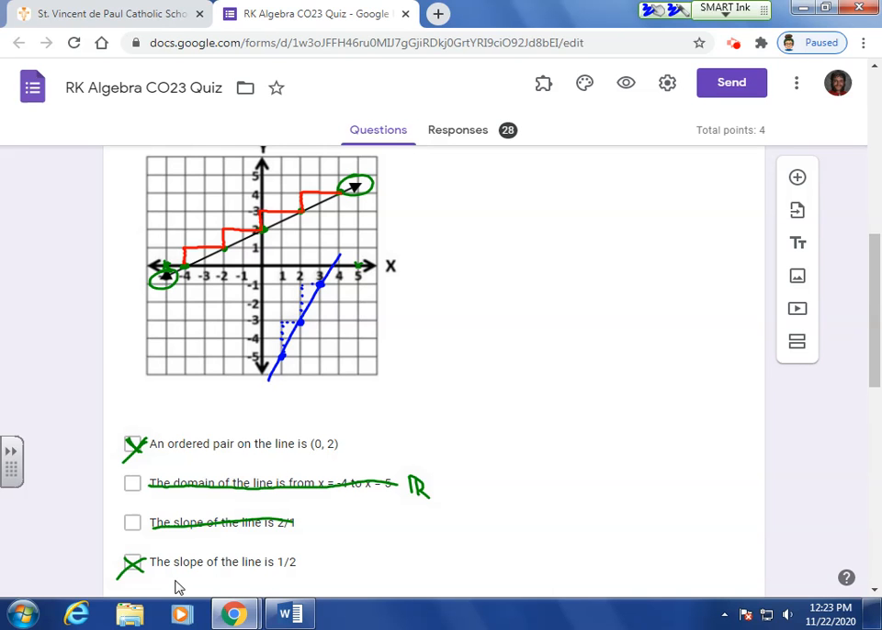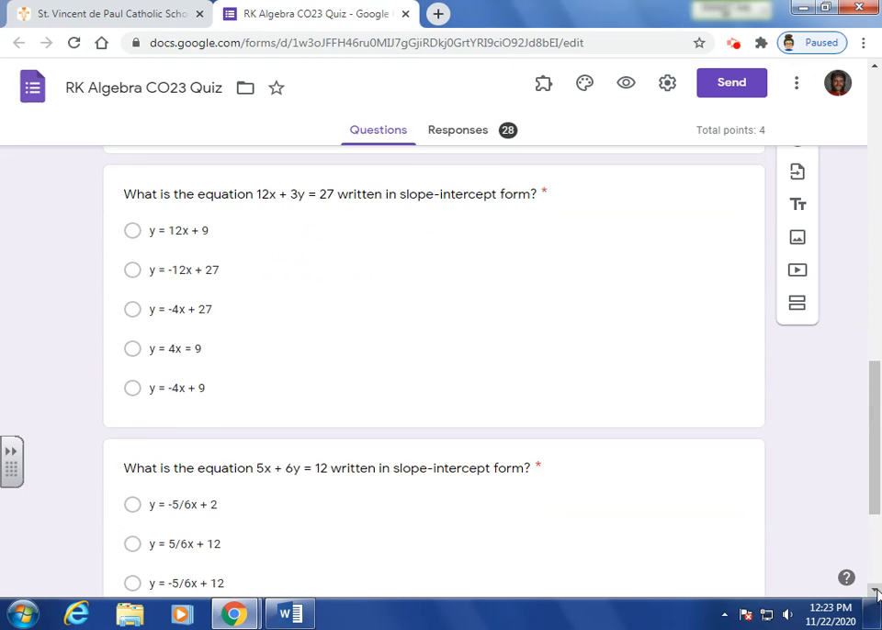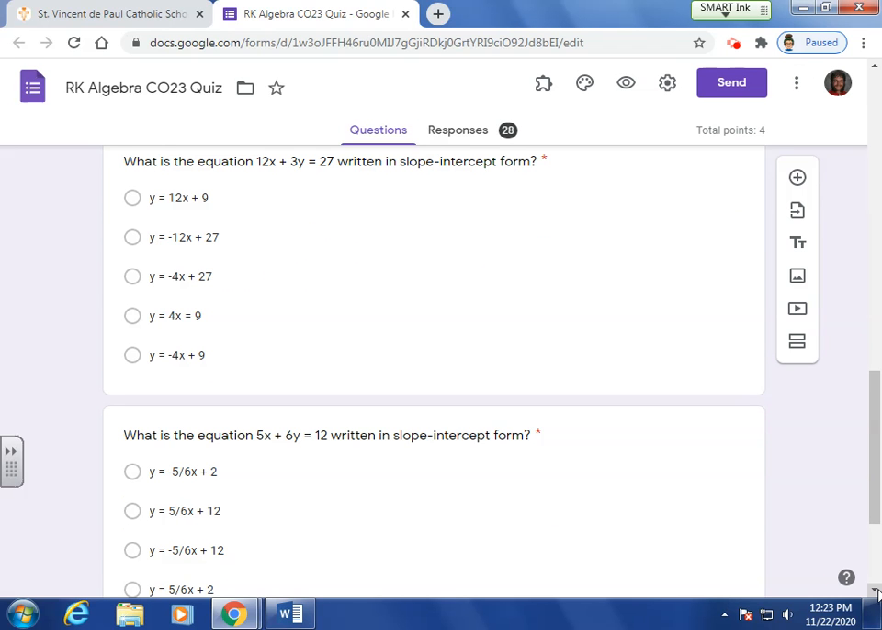If the horizontal change is greater than the vertical change, which is what we have, then it's not going to be quite as steep. Okay? Then we get to rewrite the equation in slope-intercept form.